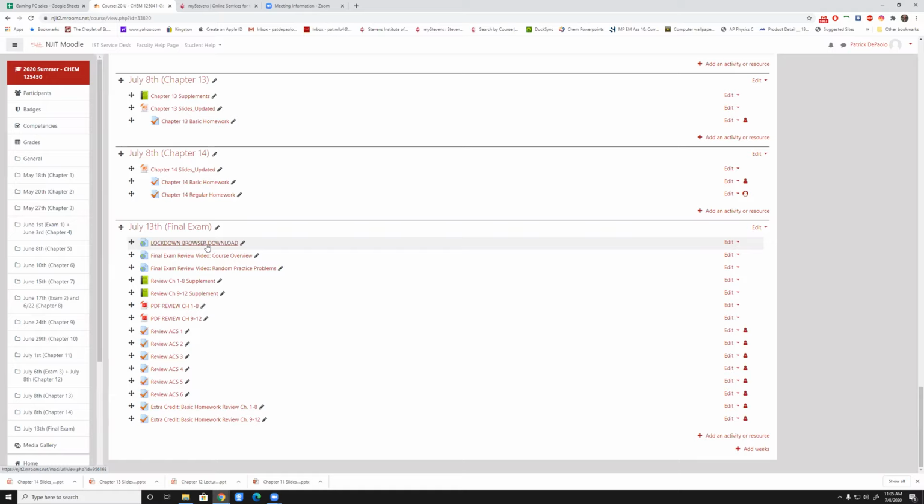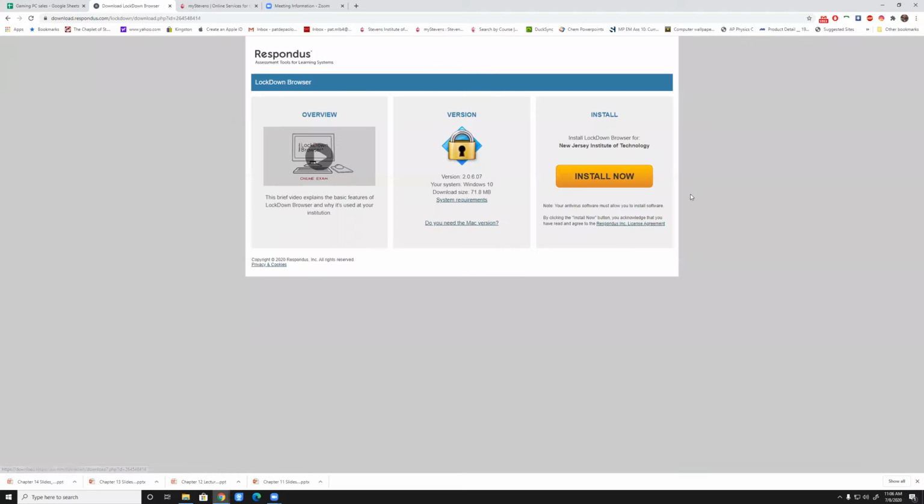So after class, click lockdown browser, download it. Use the NJIT one, install it. Log into Moodle, and make sure it works on the lockdown browser. Sometimes cookies and stuff might interfere, so make sure it works. Also here, there's a Mac version if you need it. I guess you click there, and it gives you a Mac version. It might not even download on my Windows, but it's there if you need it.